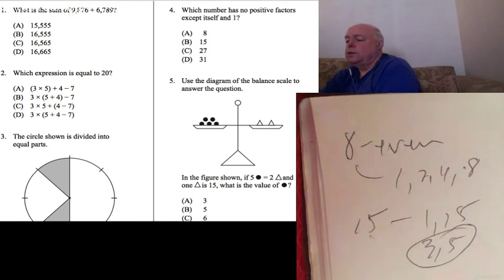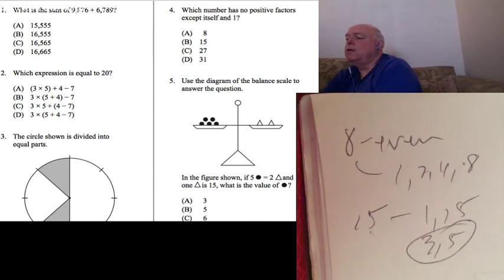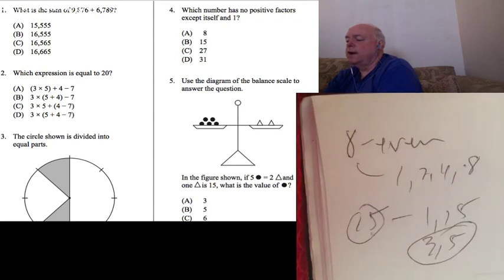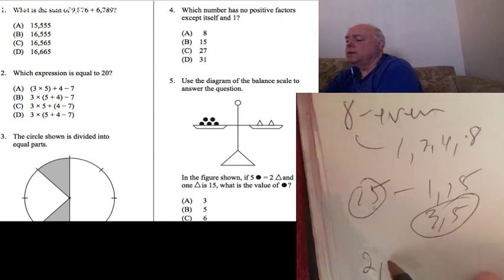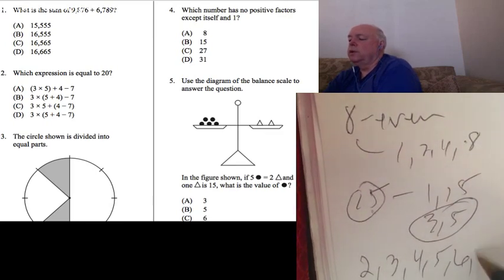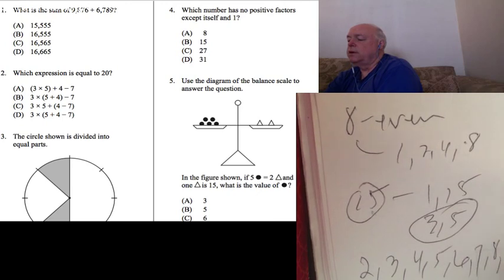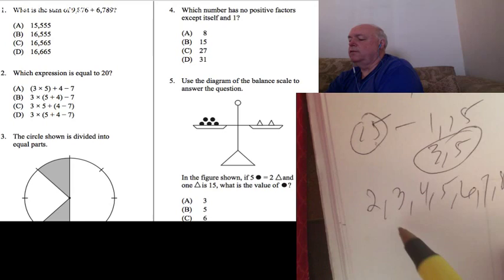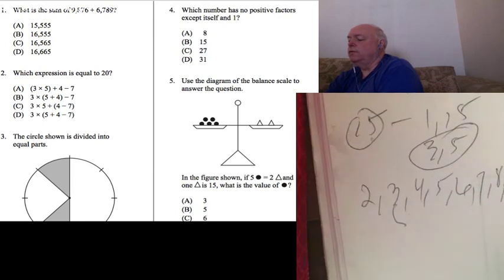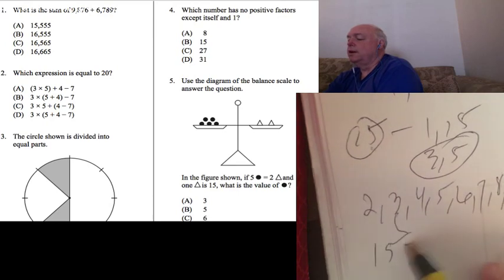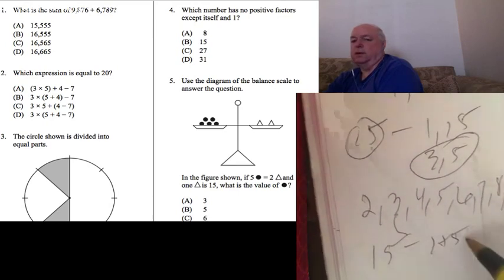By the way, you should know your division rules. You should know how to check for a number's divisibility by 2, by 3, by 4, by 5, by 6, by 7, by 8, and by 9. There's a whole bunch of rules for that. So if a number is divisible by 3, the sum of its digits adds up to a multiple of 3. So take 15. This means 1 plus 5 equals 6. 6 is divisible by 3. Therefore, 15 is also divisible by 3.